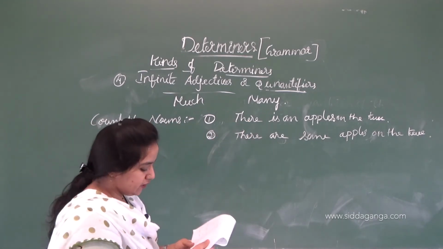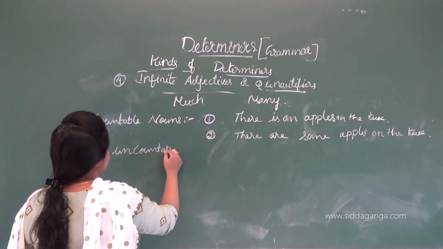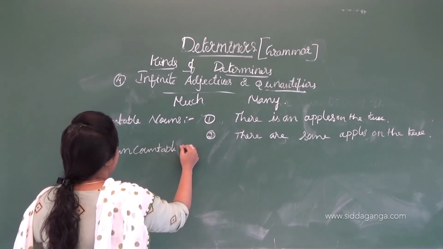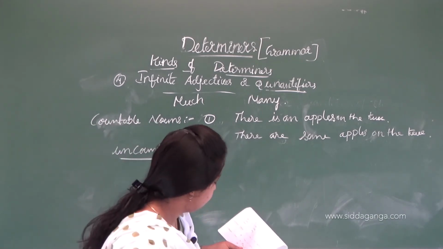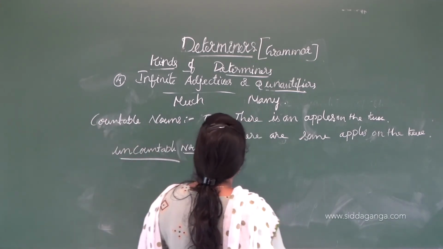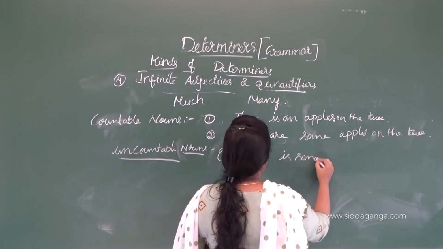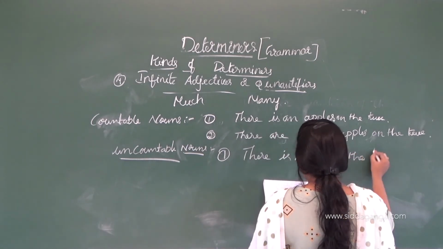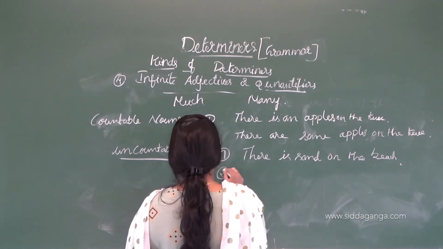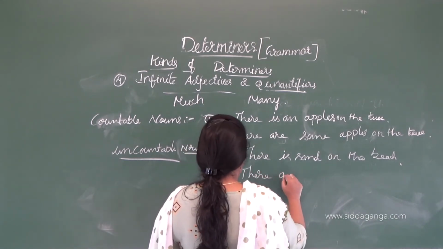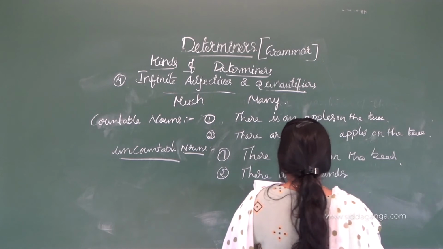Okay, but if it is an uncountable, if the word in the sentence is an uncountable one, so what kind of sentence do we use here? There is sand on the beach. Okay, and if you take, there are sands on the beach.